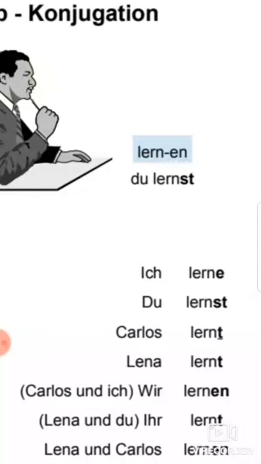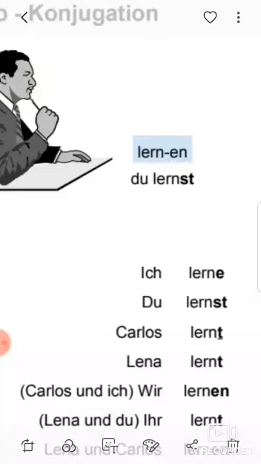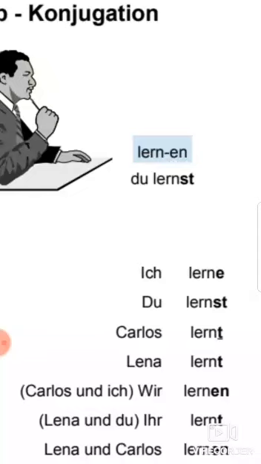Carlos learns. Carlos lernt, L-E-R-N-T. Lena learns. Lena lernt, L-E-R-N-T. Just add T. For a singular person, you will add T. When you are saying a verb for a single person, you add T to the verb. Learn will become lernt. Lena lernt. Carlos lernt. Vijay lernt. Rahul lernt. Suman lernt. Okay. So, singular person, lernt.